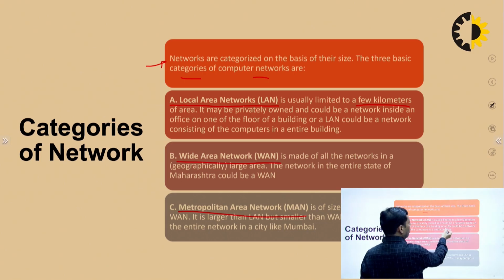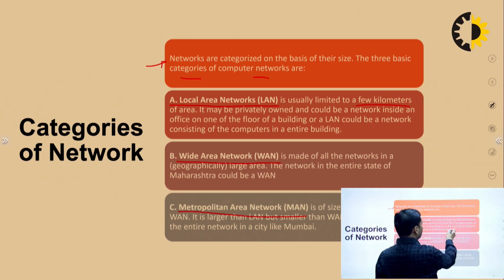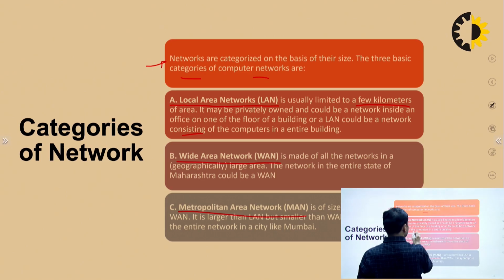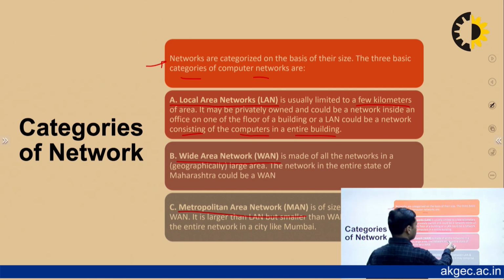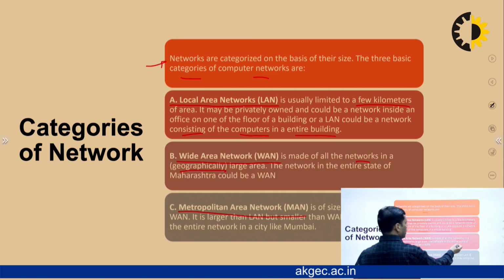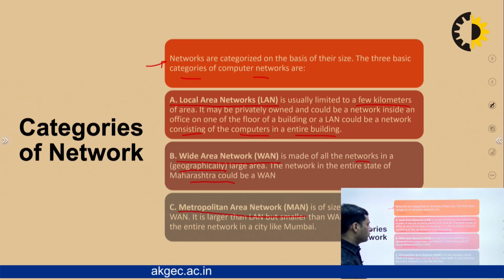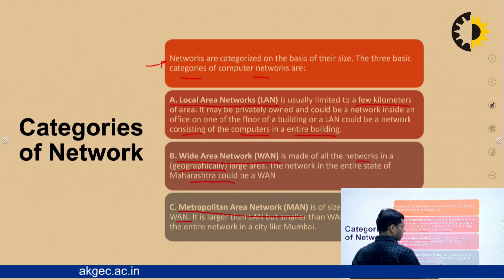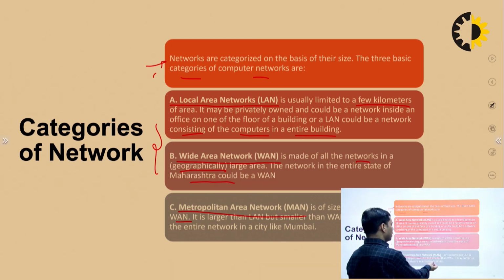It may be privately owned and could be a network inside an office, on one floor of a building, or a LAN could be a network consisting of the computers in an entire building. A wide area network is made up of all the networks in a geographically large area; the network in the entire state of Maharashtra could be a WAN. A metropolitan area network is of a size between LAN and WAN. It is larger than a LAN but smaller than a WAN. It may comprise the entire network in a city like Mumbai.